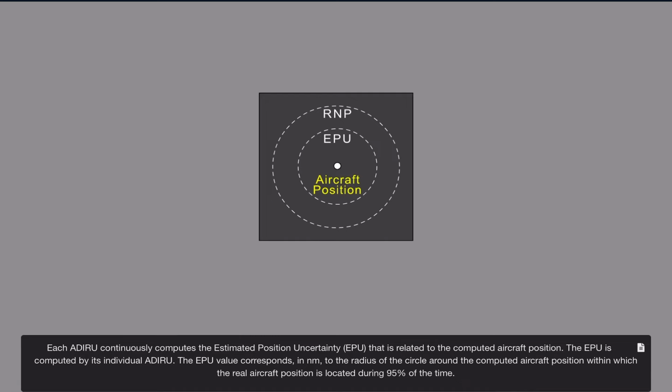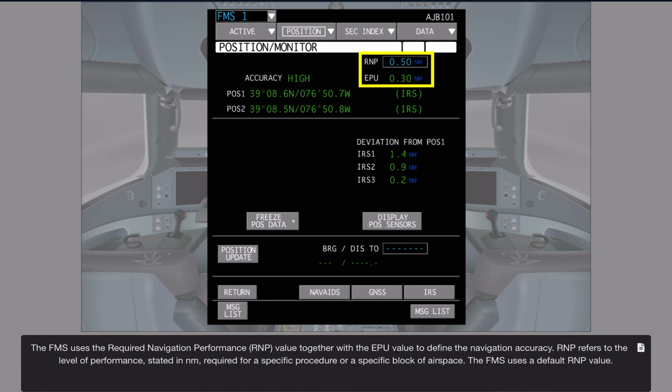Each ADIRS continuously computes the estimated position uncertainty, EPU, that is related to the computed aircraft position. The estimated position uncertainty is computed by its individual ADIRS. The estimated position uncertainty value corresponds, in nautical miles, to the radius of the circle around the computed aircraft position within which the real aircraft position is located during 95% of the time.